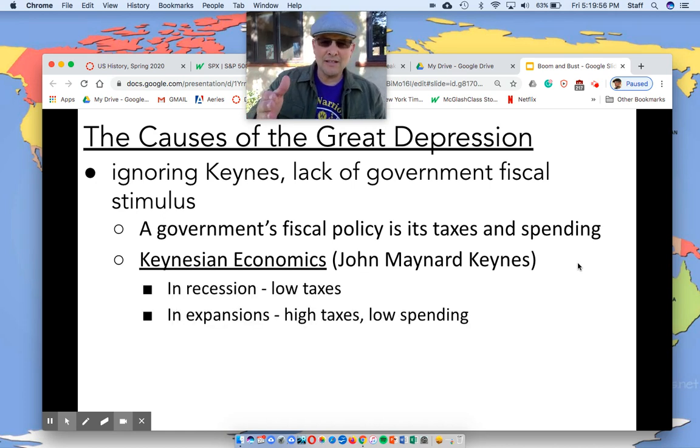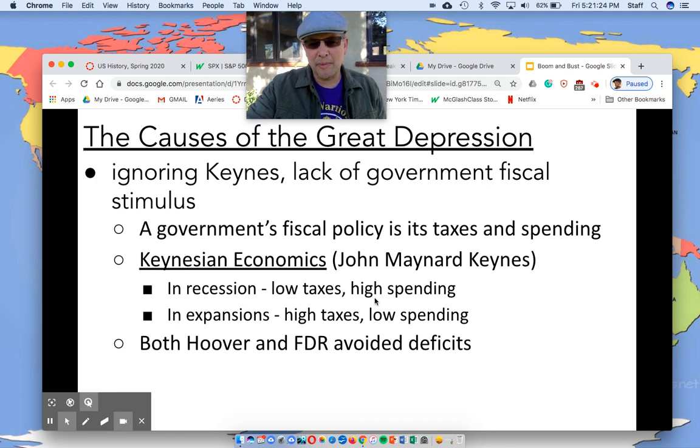So Keynesian economics can be boiled down to a simple idea, is that when your country is in a recession, you should have low taxes and high spending. When your country is in an expansion, you should have high taxes and low spending to pay off the debt that you accumulated when you were in recession.